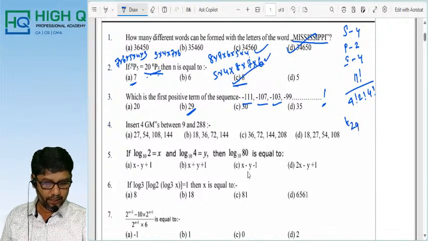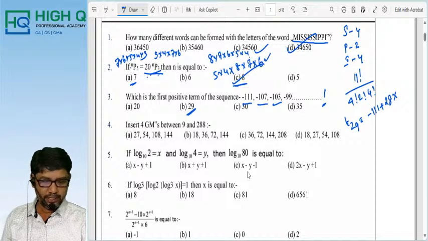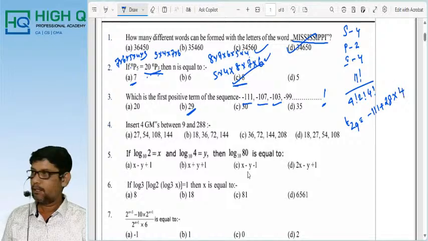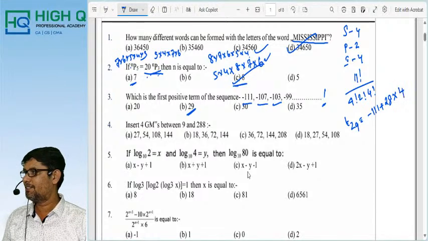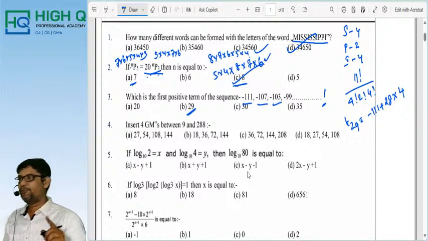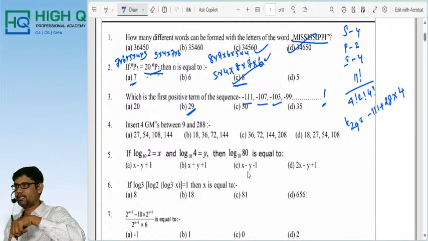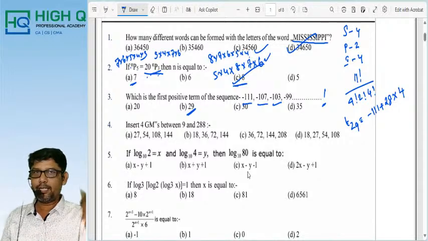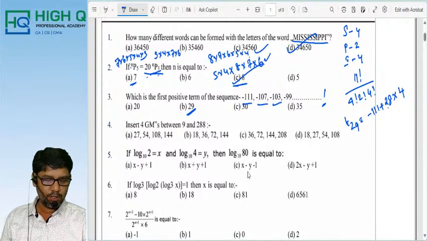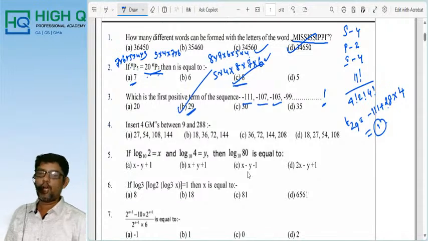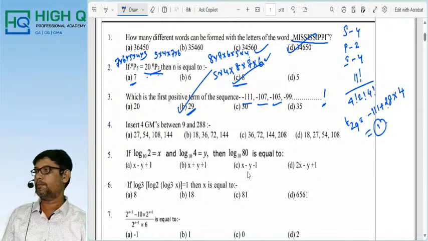So T29, let us find out. What is T29? A plus n minus 1 into D. Can you please tell me what D is? Plus 4, second term minus first term. T29 is 1 plus 28 into 4, that is 112 plus 1, which is equal to... Yes sir, option B. How many of you got option B as the right answer?